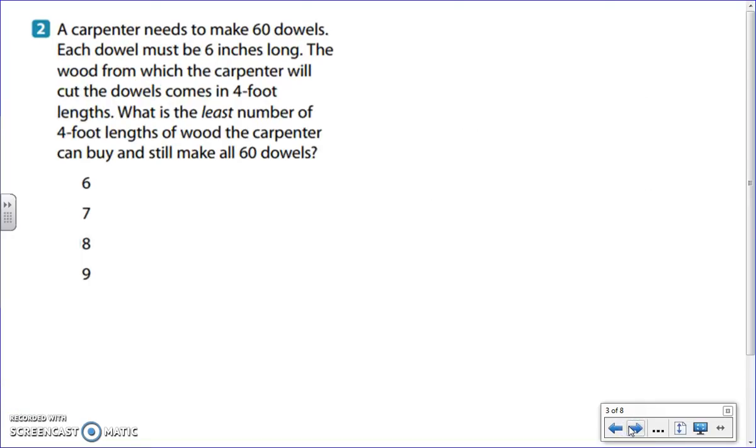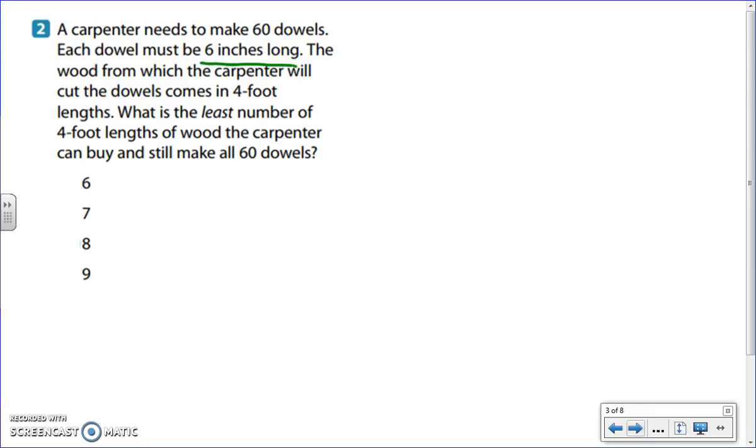The second problem says that a carpenter needs to make 60 dowels. Each dowel must be 6 inches long. The wood from which the carpenter will cut the dowels comes in 4-foot lengths. What is the least number of 4-foot lengths of wood the carpenter can buy and still make all 60 dowels? Okay, so it looks to me like each dowel must be 6 inches long.